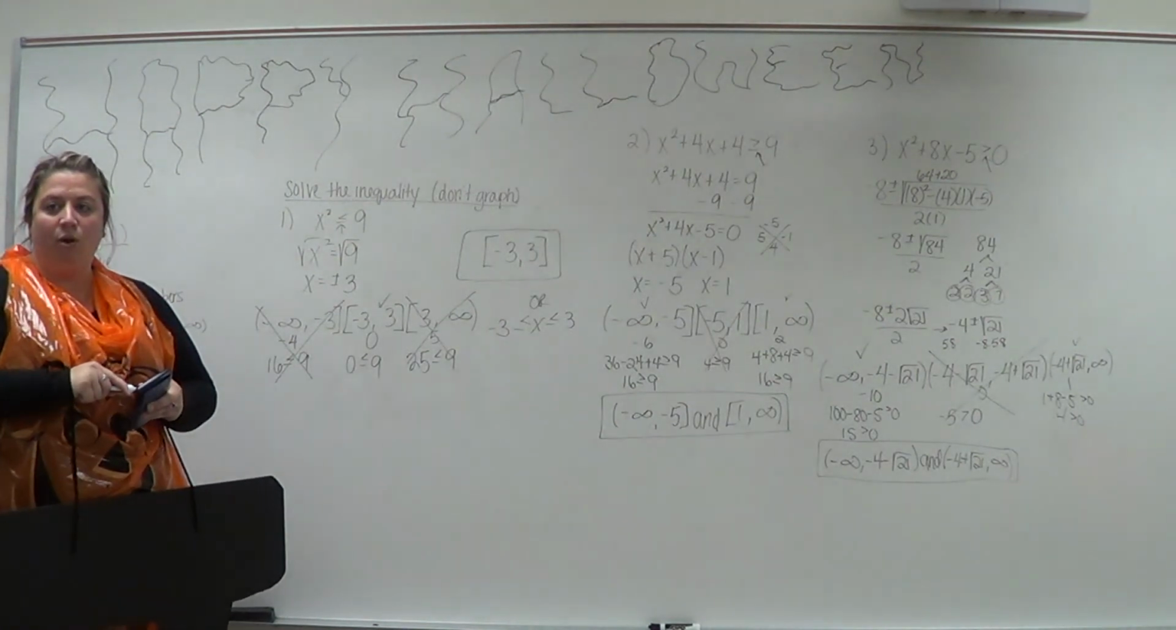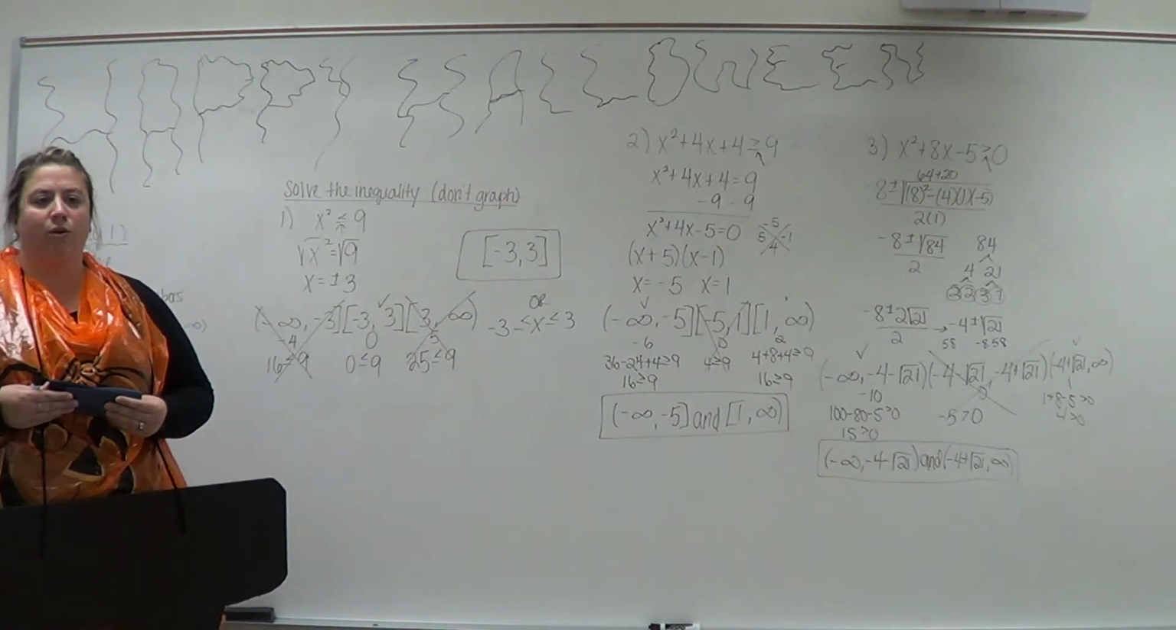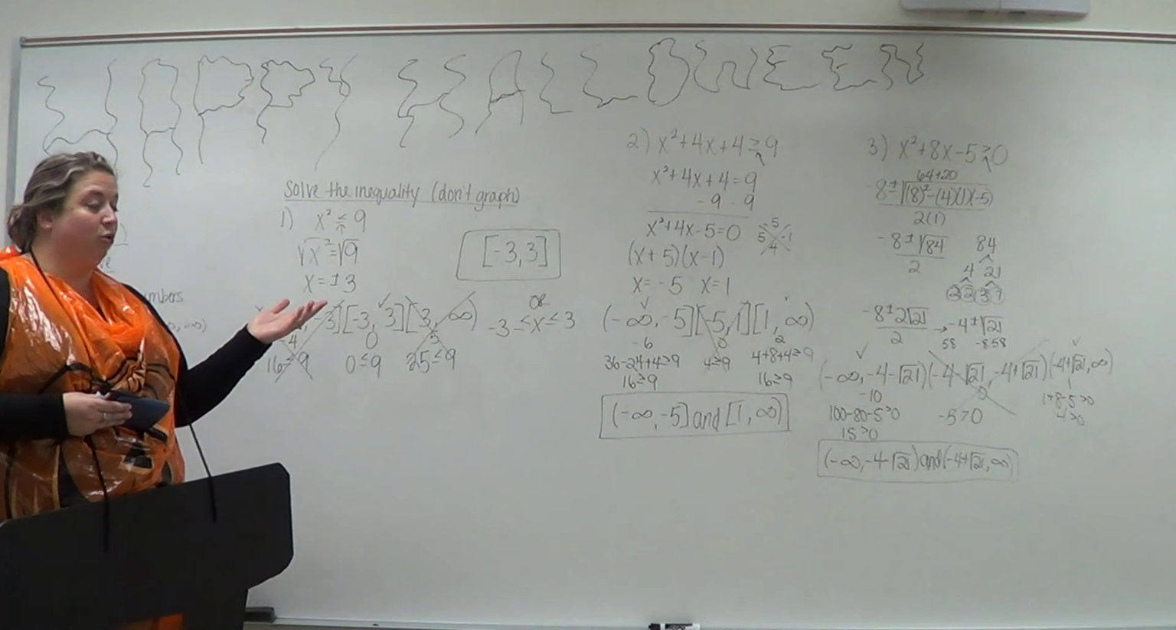Okay, so this will get you all the way through the first part of 204, so the 10 through 22 evens. Those are all your factoring, or if it doesn't factor, it's quadratic formula.